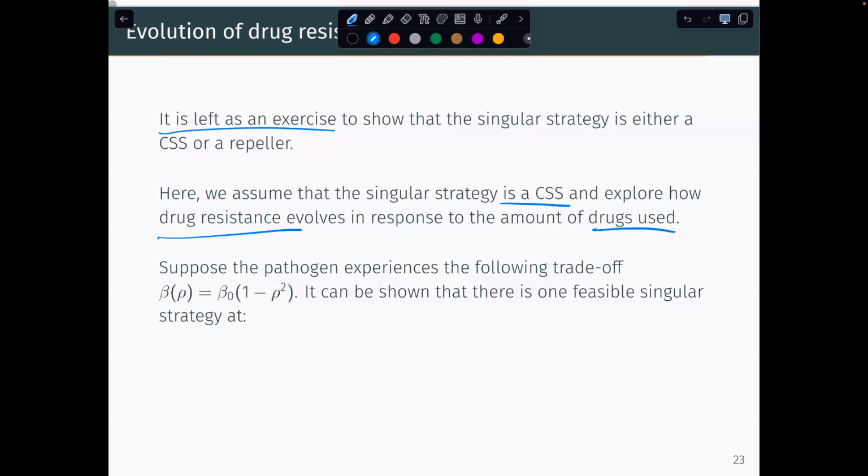We're going to get even more specific. We're actually going to assume that our trade-off looks like this: beta of rho is equal to beta naught times 1 minus rho squared. We see here that when rho is equal to 1, transmission would actually go to 0. That's not necessarily realistic. This is just one particular trade-off.